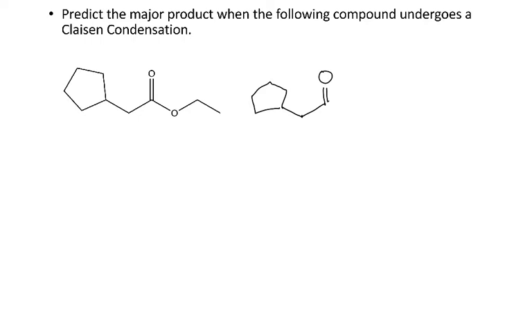Not a great cyclopentane, but I'll live with it. Then, right, we get the alpha carbon, and then we're going to get the ester part of the molecule. And then, right, this is the alpha carbon. And so from the enolate, whatever else is coming off the alpha carbon, that's going to be down here. That's a little bit better cyclopentane. All right, so that's going to be the major product when this compound undergoes a Claisen condensation.